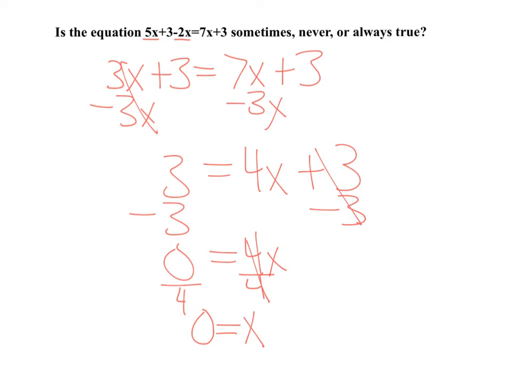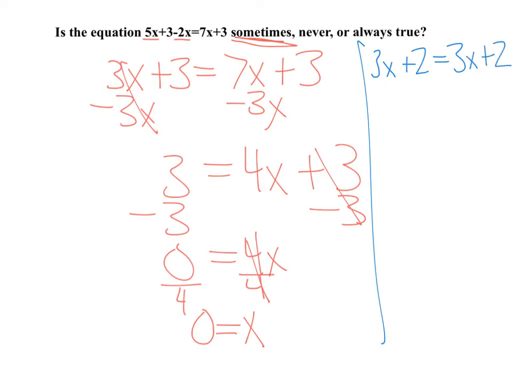So for this one, it is sometimes true, because there is at least one number that I can plug in that will make the equation true, and there are numbers that will make the equation untrue. Okay, so it's not always true. And an equation that's always true would look like 3x plus 2 equals 3x plus 2, or something like that. Or if I solved it all the way down and I ended up with 0 equals 0, or like 7 equals 7, or something like that.